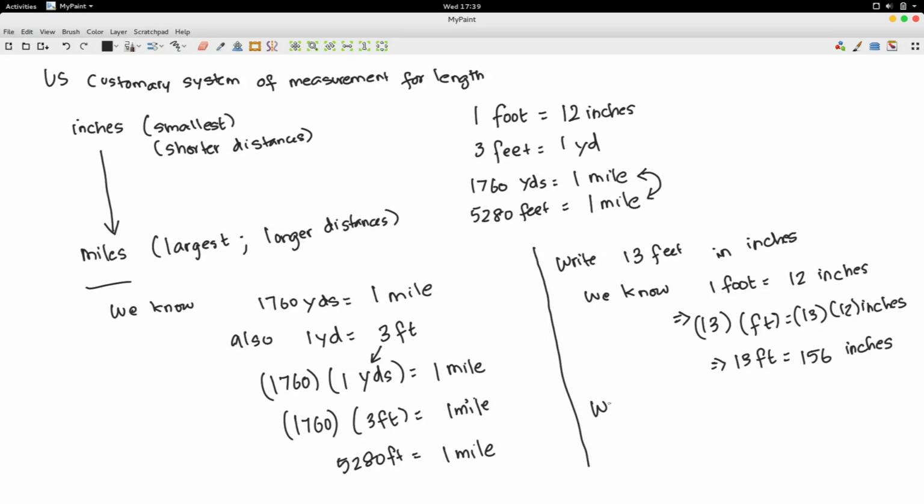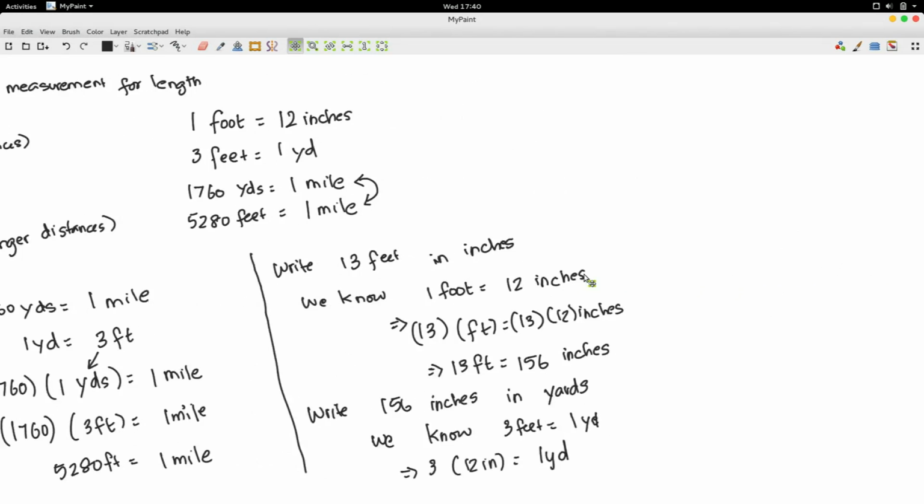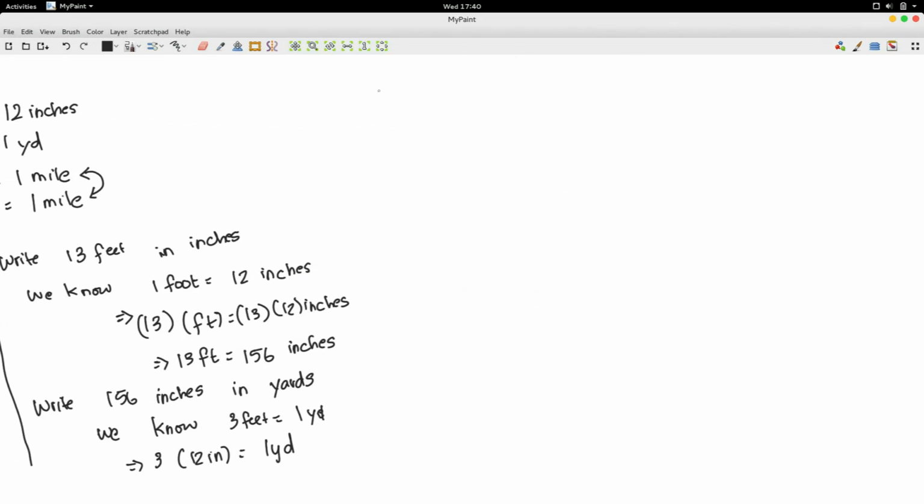Let's write 156 inches in yards. We know 3 feet is 1 yard. We could replace a foot by 12 inches. Therefore, what we'll have is 36 inches would be equal to 1 yard.